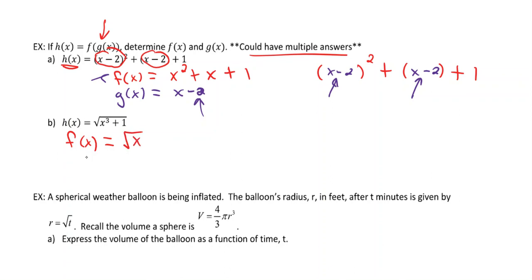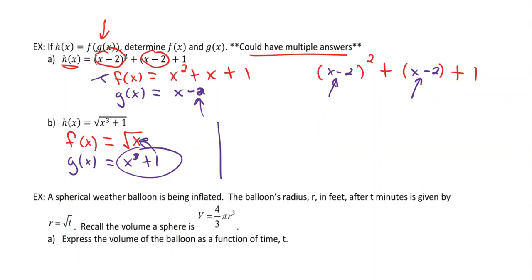And then if that was the case, what would g of x have been? x cubed plus 1. Nice, yeah. So g of x could have been x cubed plus 1. Can you guys see that if I just threw in x cubed plus 1 in place of x there, it would be that same function? Okay. What else could it have been?